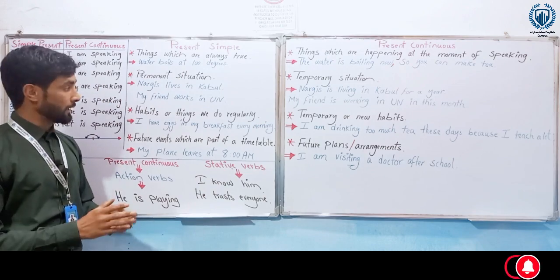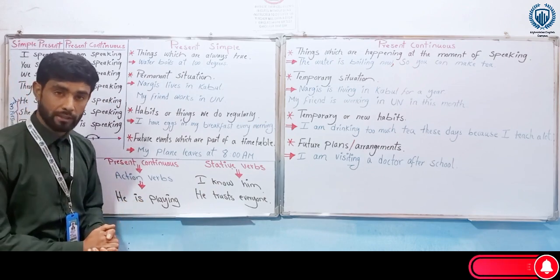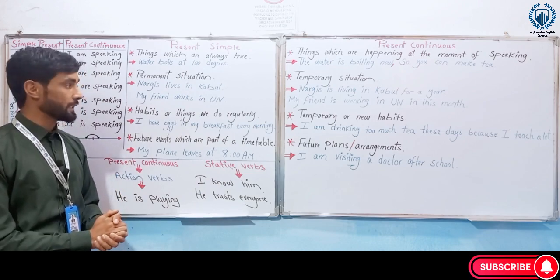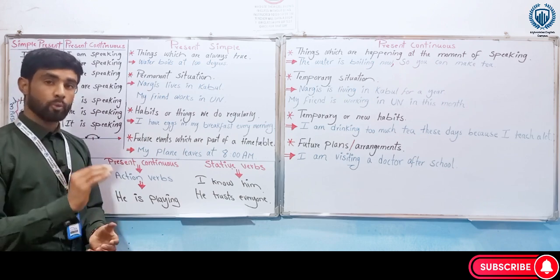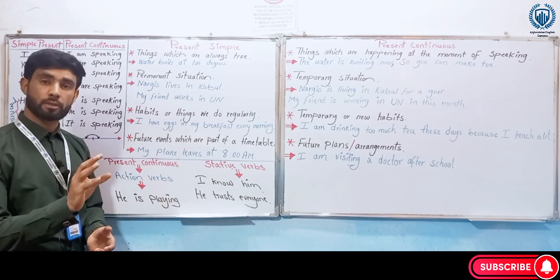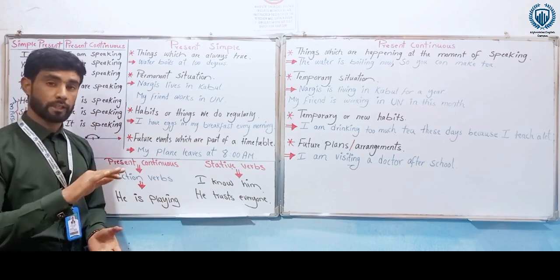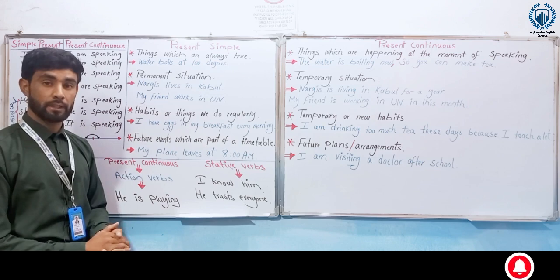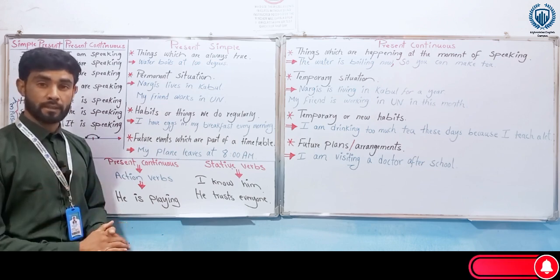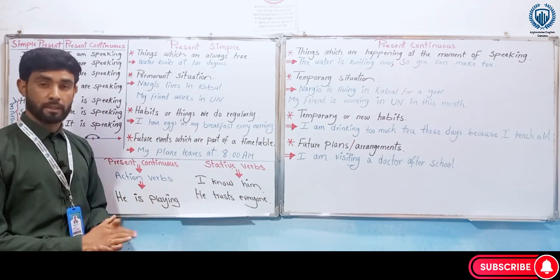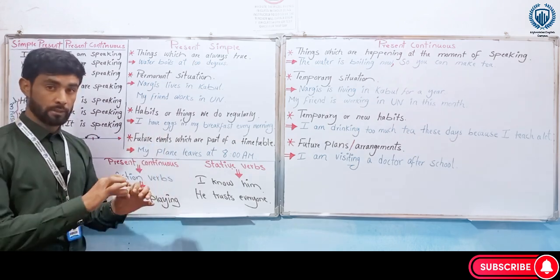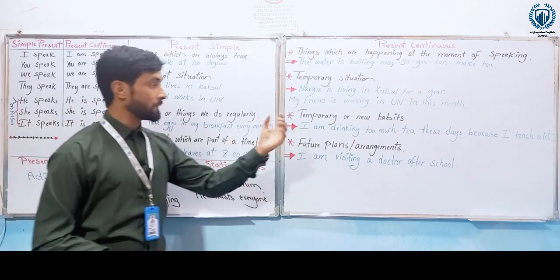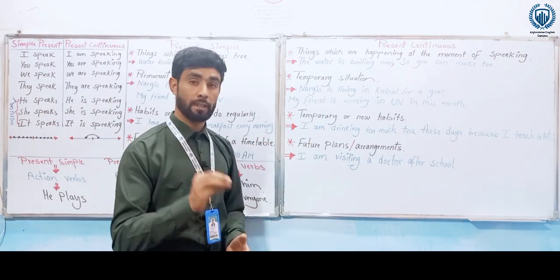Second sentence, my friend works in UN. It means he works in UN not only for 1 day, not for 2 days, not for 3 days. He works forever. It's not easy to get a job in UN. Once you get a job in UN, then of course you love to stay there forever because they give good salary and they provide the best facilities to their employees. That's why everyone loves to work there. My friend works in UN. It's a permanent situation.